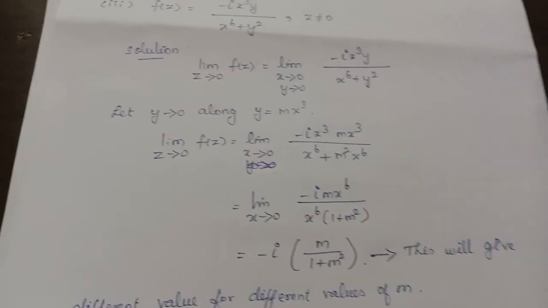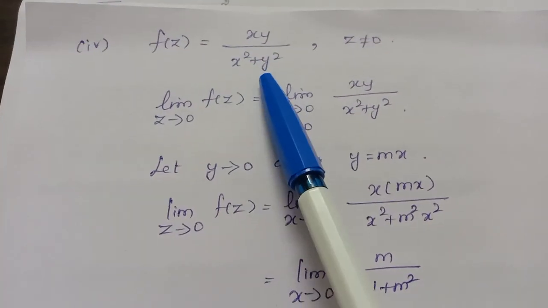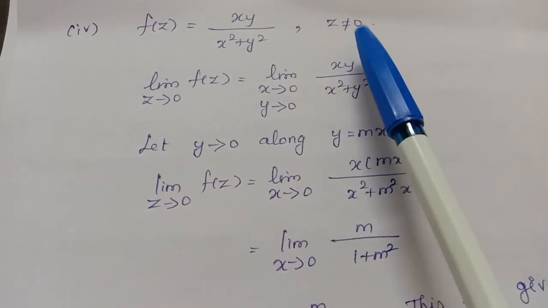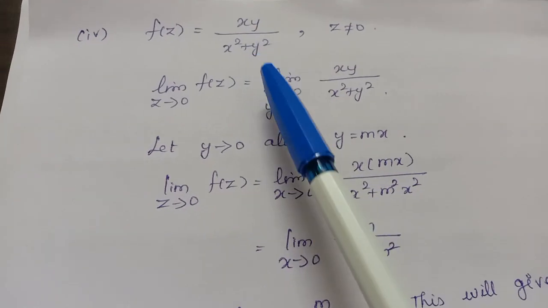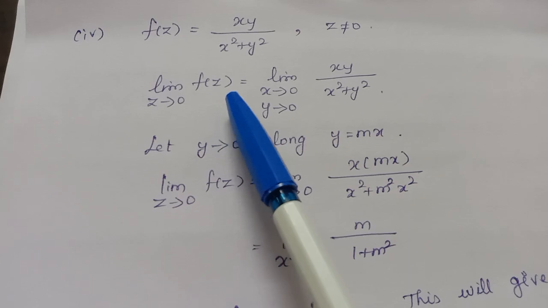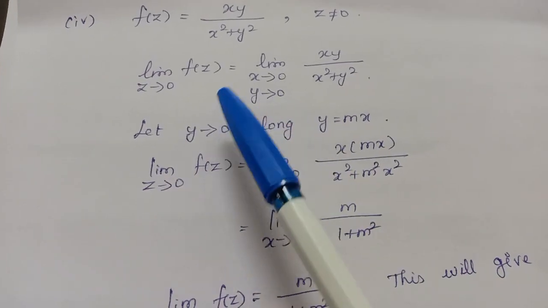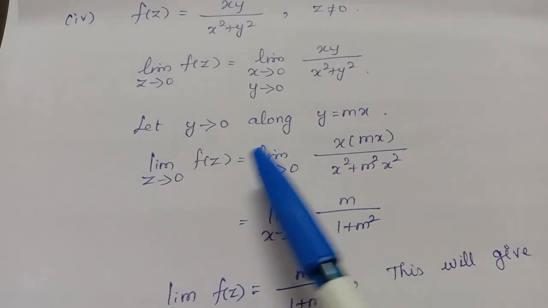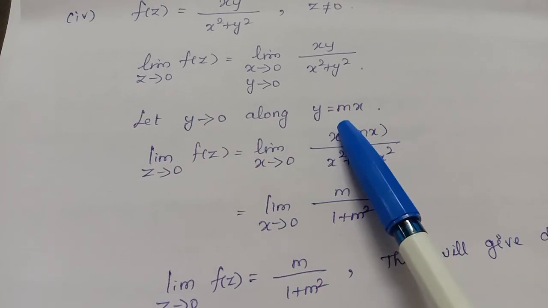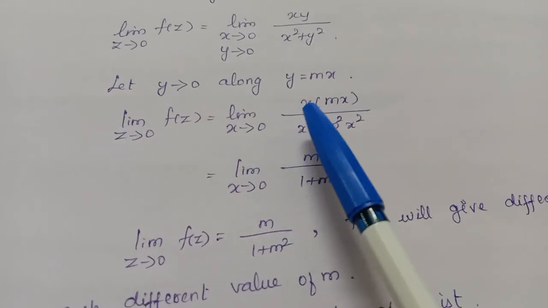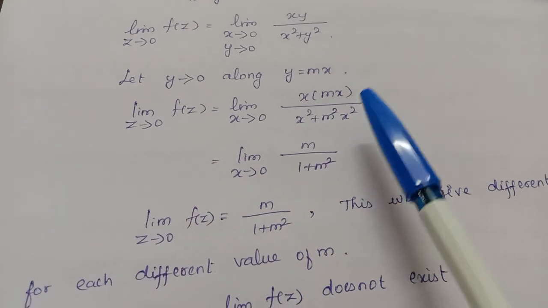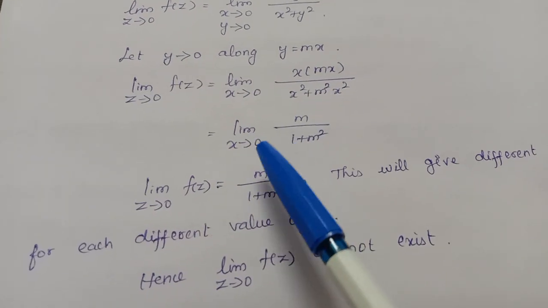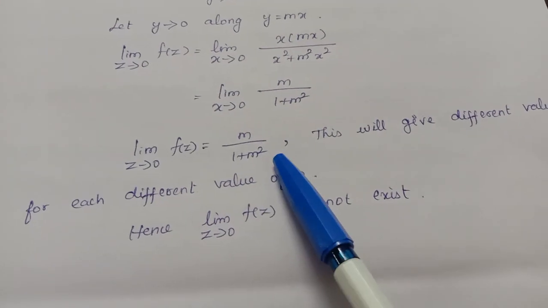And then finally the last problem, f of z equal to xy by x square plus y square, where z is not equal to 0. If you substitute x equal to 0, y equal to 0, you get 0 by 0 indeterminate form. So I am going to assume that y is approaching 0 along y equal to mx. That means substitute x into mx by x square plus m square x square. Throughout you cancel x square. So it will be simply m by 1 plus m square.